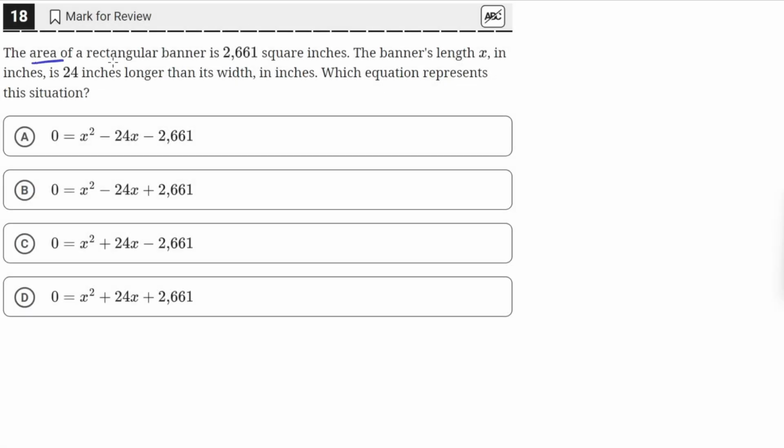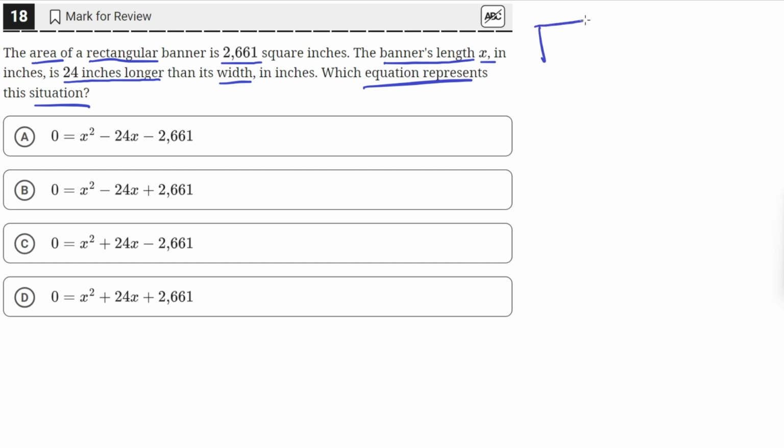The area of a rectangular banner is 2,661 square inches. The banner's length, x, in inches is 24 inches longer than its width in inches. Which equation represents this situation?